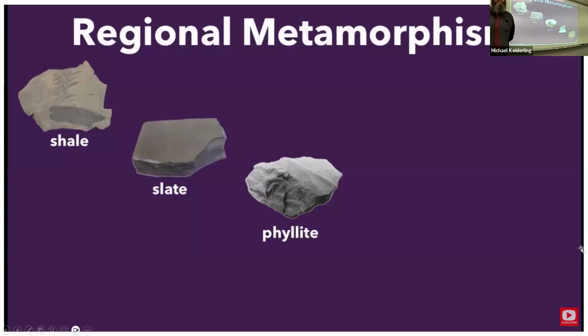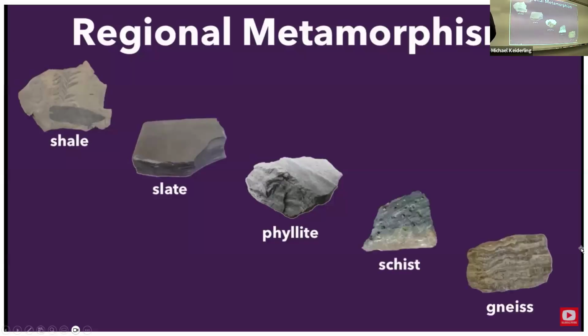Let's take a look at what we see here. This is a typical progression of metamorphism that occurs, starting with the sedimentary rock shale. If you add heat and pressure, it will metamorphose to slate. If you add more heat and pressure, it will become phyllite, more, and it will become schist, even more, and it will become the metamorphic rock gneiss.